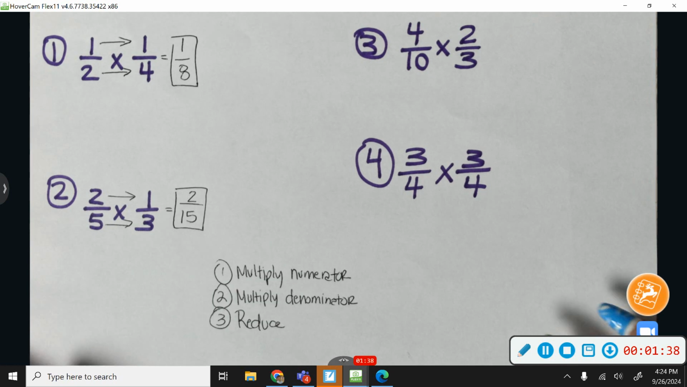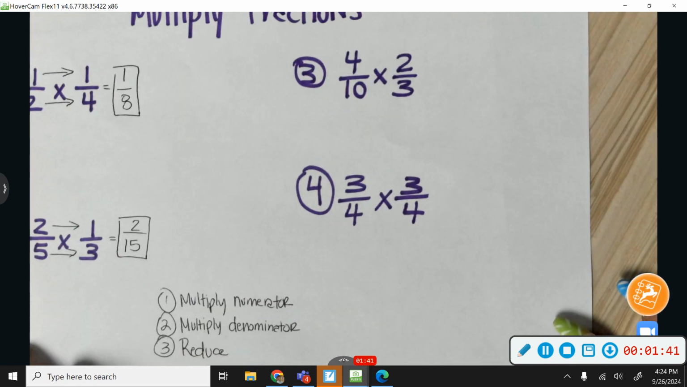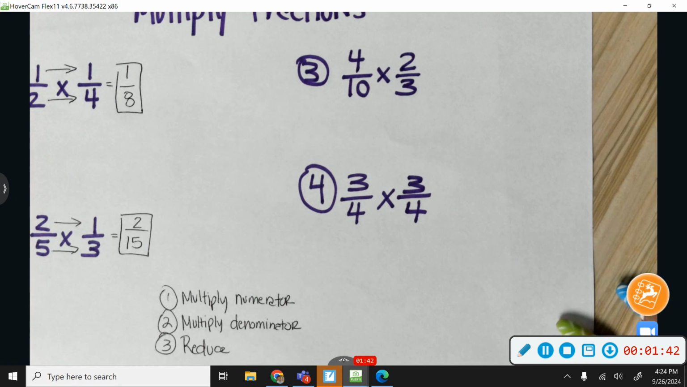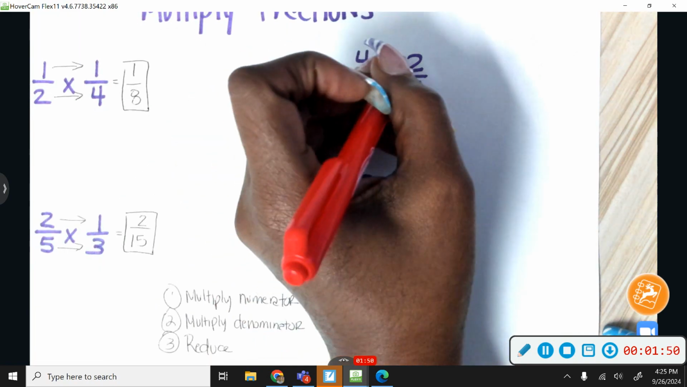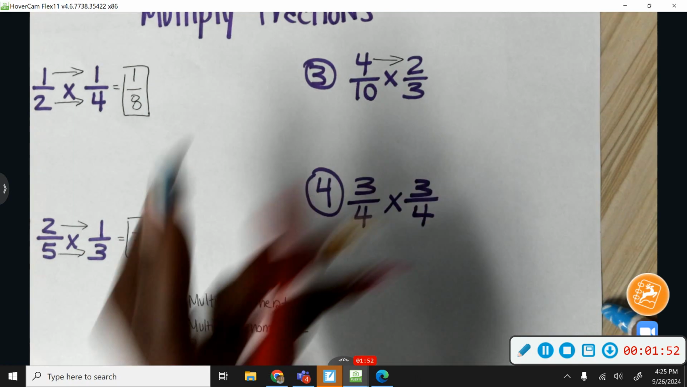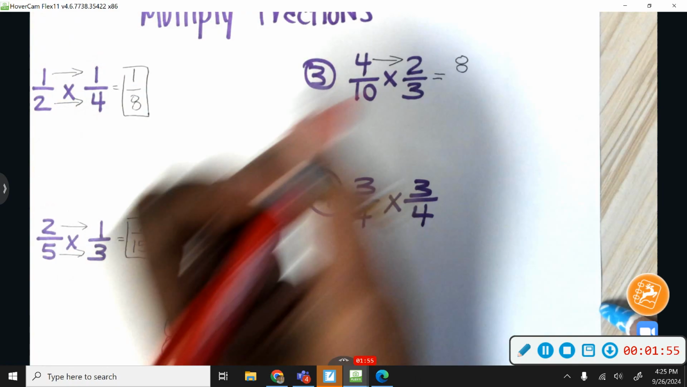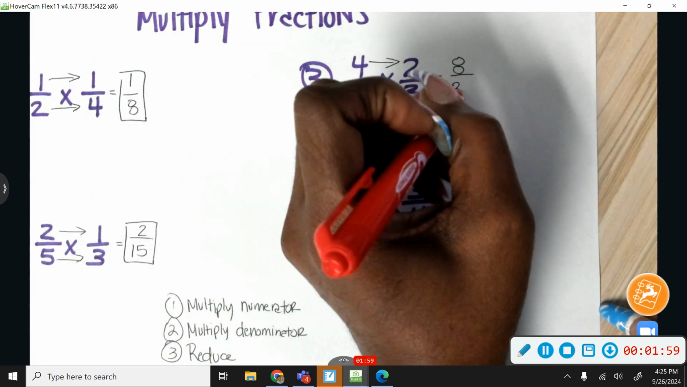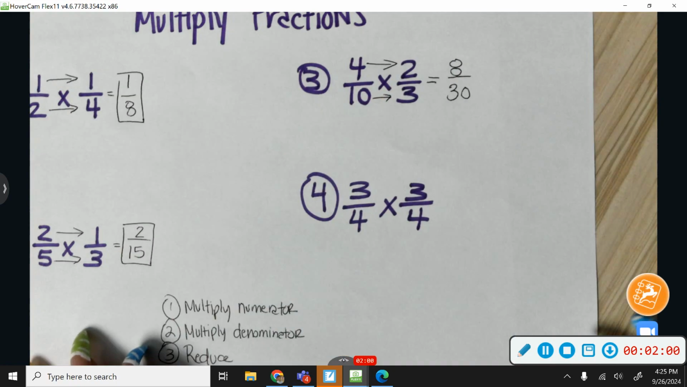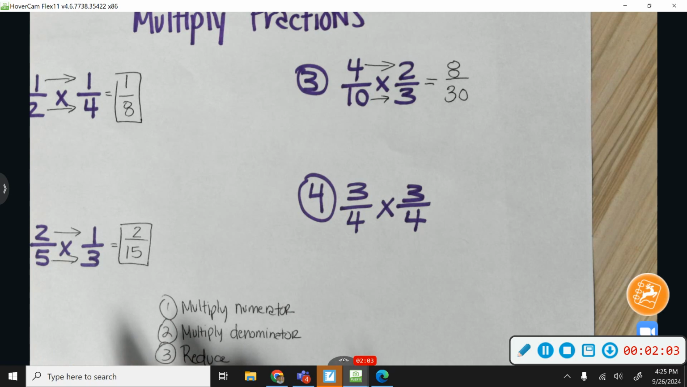Let's go ahead and look at number 3 really quickly. Number 3, again, numerator multiplied by numerator, denominator multiplied by denominator. 4 times 2, that gives me 8. 10 times 3, that gives me 30. Now, in this case, we can reduce. So what's the number that goes into both 8 and 30?